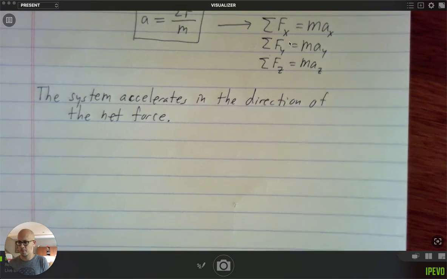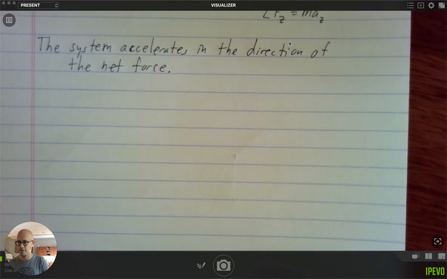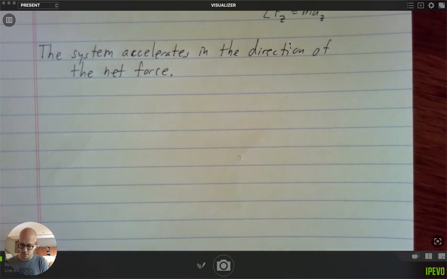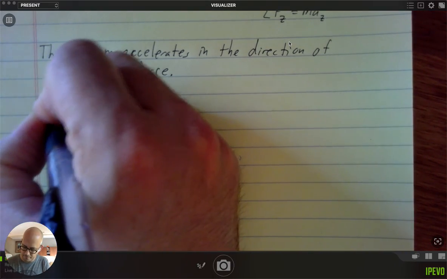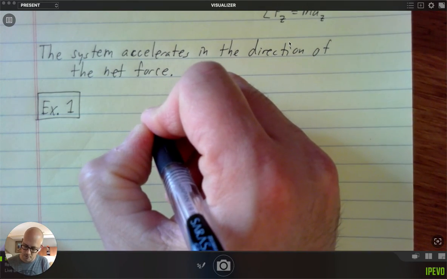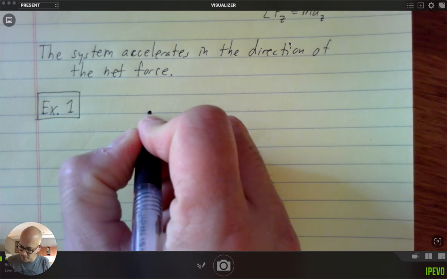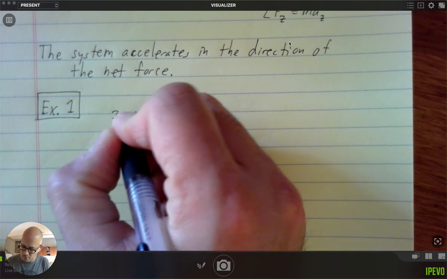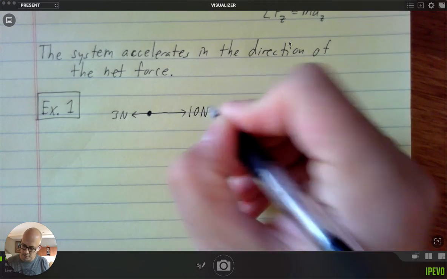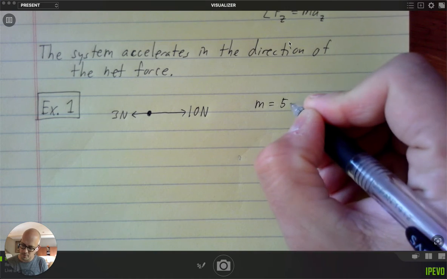Okay, so I'm just going to give you some examples. We'll have some pre-drawn free body diagrams for this section. Sorry, having trouble with everything on my desk. And so here's example 1. We have this object and we have no idea what this object is doing, but the free body diagram looks like this. There is a 3 Newton force to the left, there is a 10 Newton force to the right, and the mass of this system is 5 kilograms.